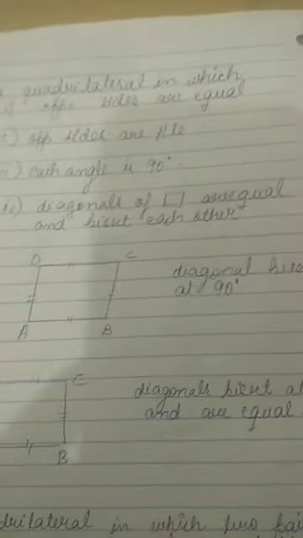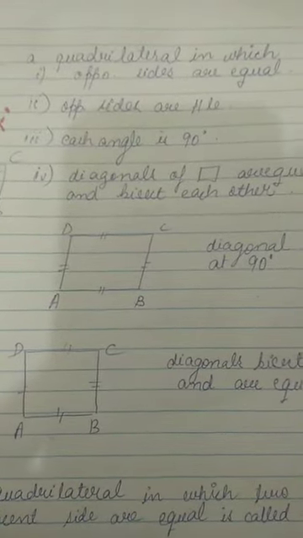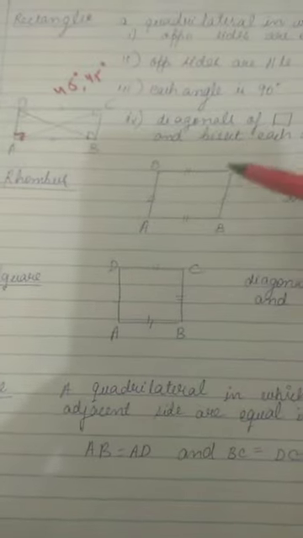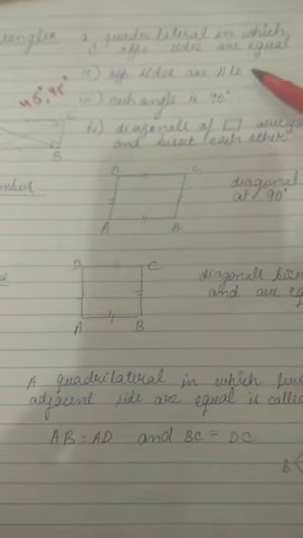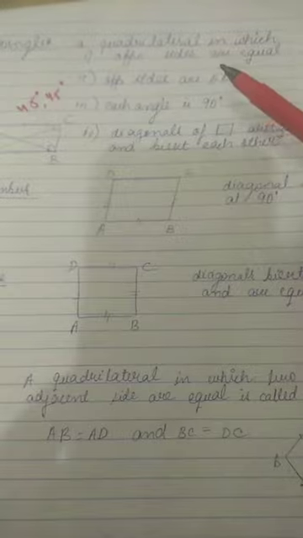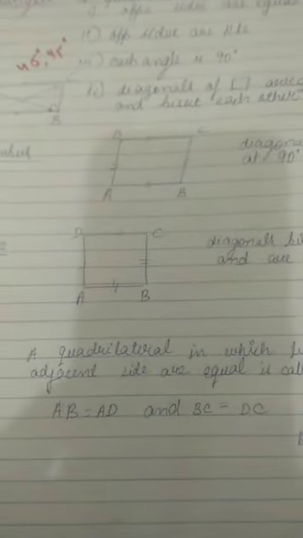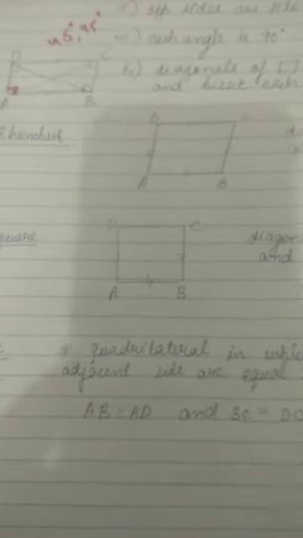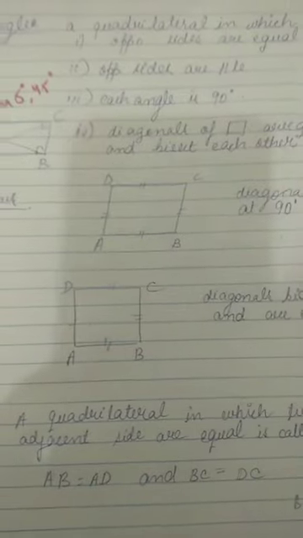So a rectangle is a quadrilateral in which opposite sides are equal, opposite sides are parallel, and each angle is 90 degrees. The next one is the rhombus. Again, because a rhombus is also a quadrilateral, it will also hold all the properties which a rectangle has, that opposite sides will be equal. In the rhombus all the sides are equal, not only the opposite sides but all the sides are equal.